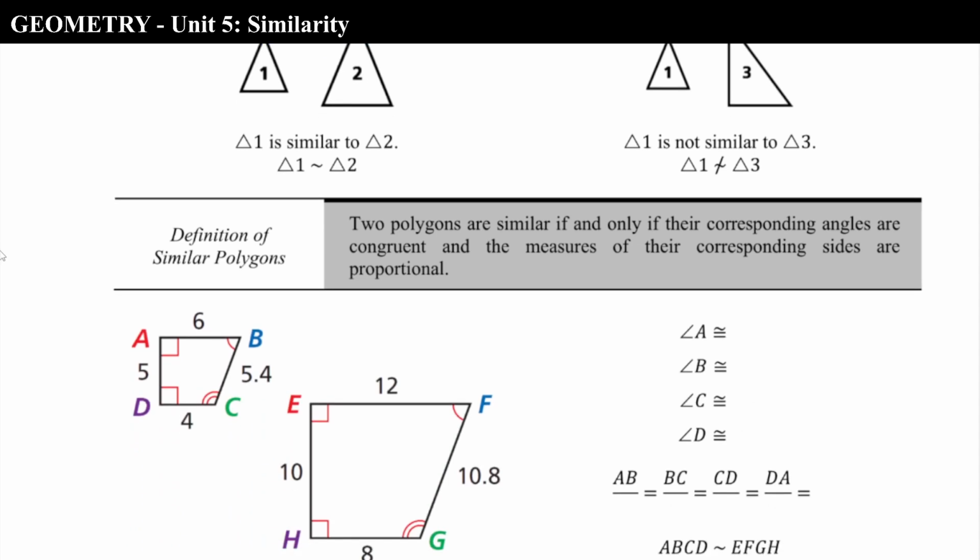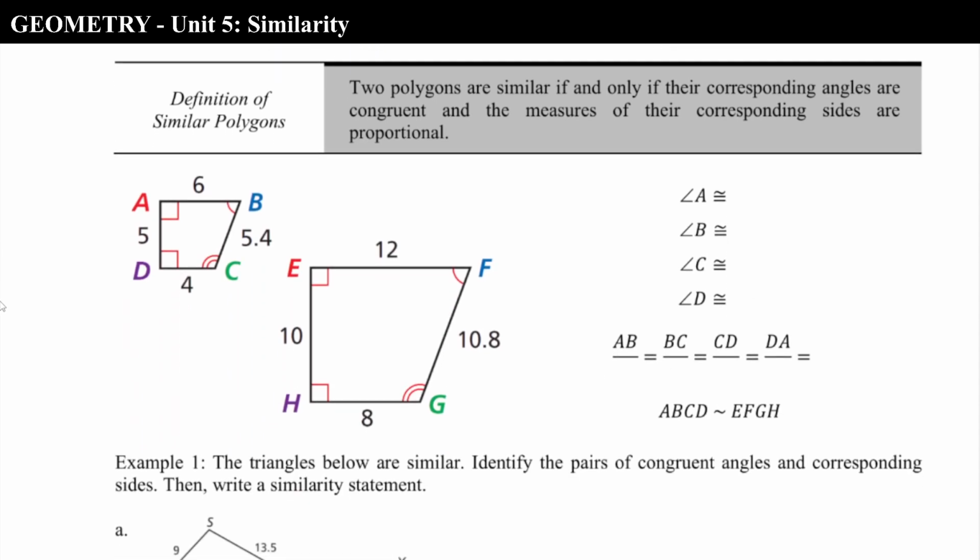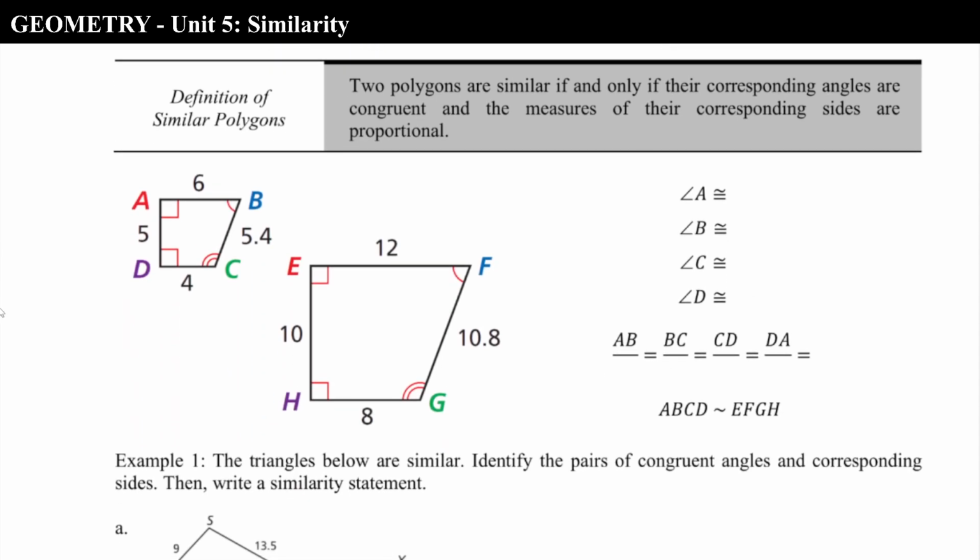So what is the definition of similar polygons? Well, two polygons are similar if and only if their corresponding angles are congruent and the measures of the corresponding sides are proportional. So in this unit we're going to be talking a lot about ratios, because that's how we're going to compare the sides. First, let's talk about the angles.